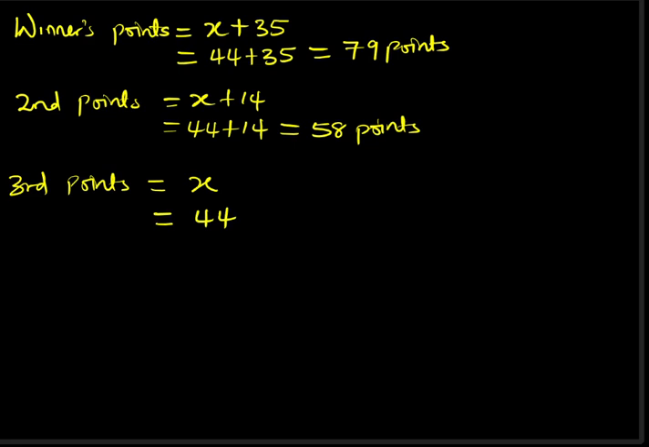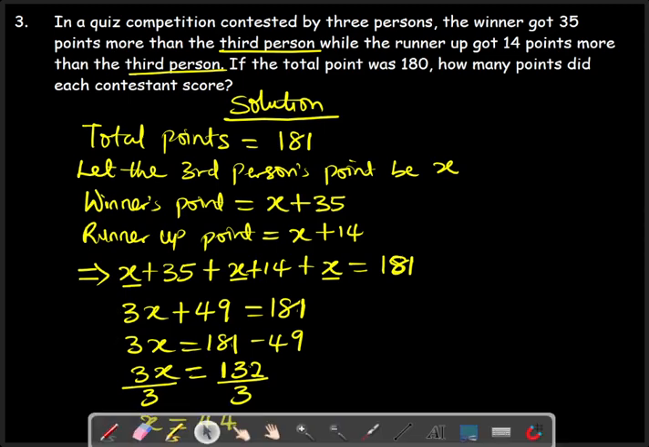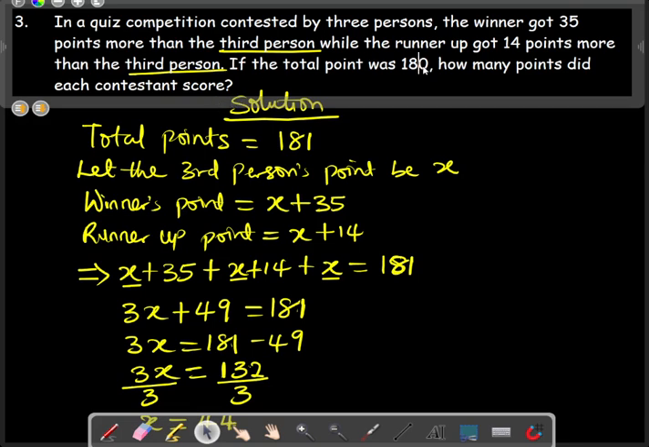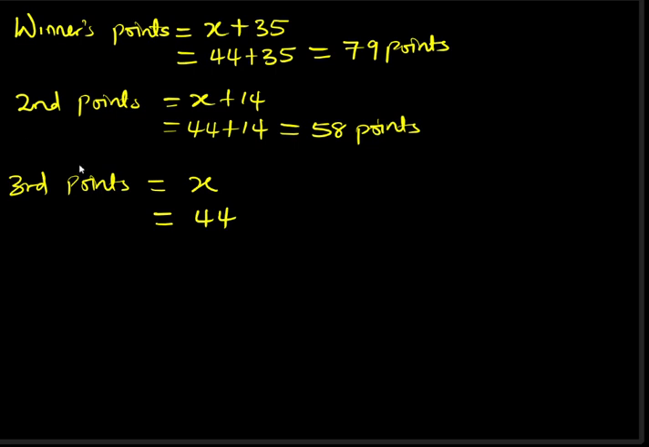Now, of course, if you add these 3 points together, it should take you back to the total. Please permit me to quickly change this total. All right, that's it. So that's how we do word problems involving simple equations.